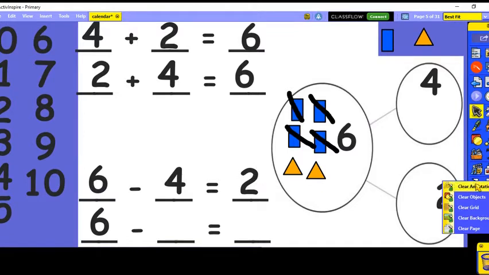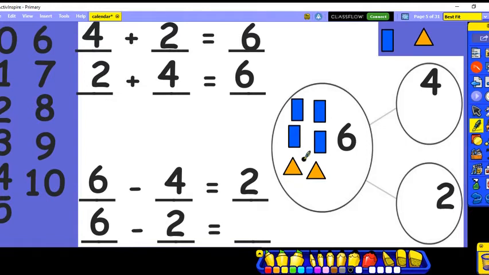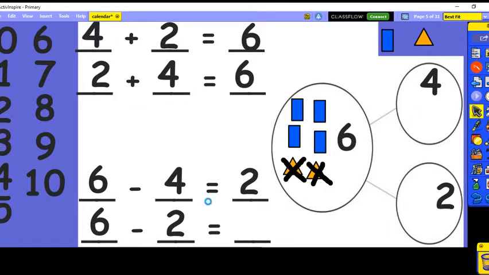Okay, now let's clear that away. And let's now subtract the triangles. Let's subtract the other part. 6 minus 2. And I bet you know what we'll get because we've been having these same fact family numbers. So 6 minus 2. And we have 1, 2, 3, 4 left. Isn't that amazing? I love fact families, how they work out so neatly.